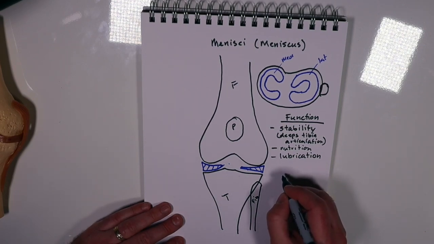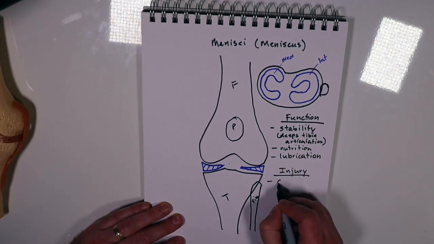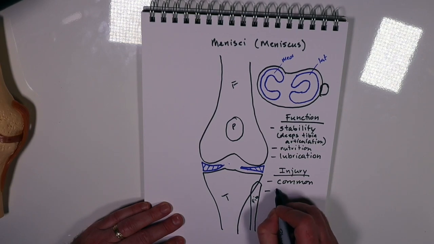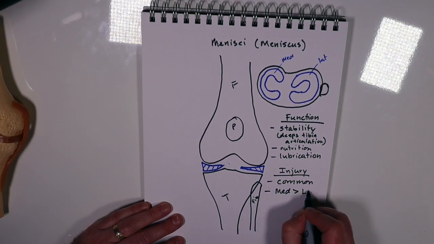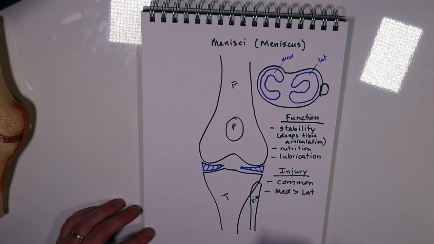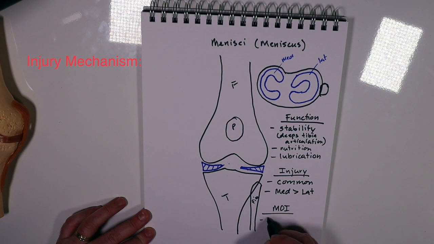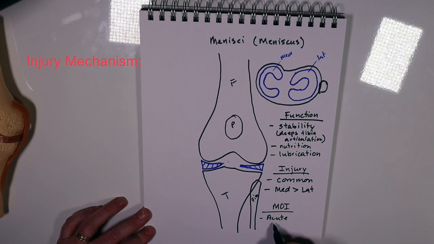Now, meniscus injuries are quite common. So, injury to the meniscus, it's very common. We see medial meniscus injuries greater than lateral meniscus injuries, and a lot of the reason for that is 60% of our body weight goes through the medial column of the knee as opposed to 40% of the lateral. So we're putting more weight on that medial meniscus. What is a frequent mechanism of injury? So acute meniscus tears in younger populations is typically a result of an athletic injury, usually a twisting mechanism on a planted foot.